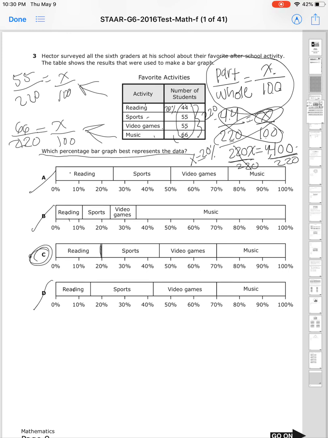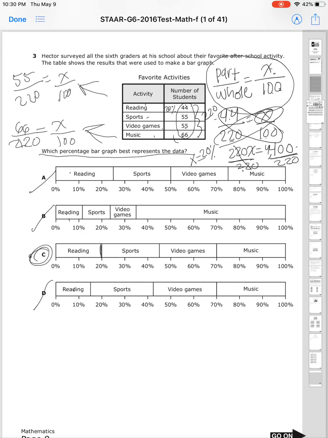So 220 times x is 220x. 44 times 100 is 4,400. And then I need to get my variable by itself by doing the inverse operation. Since I multiplied by 220, I need to divide by 220 on both sides. And so x is equal to 20%. Okay?